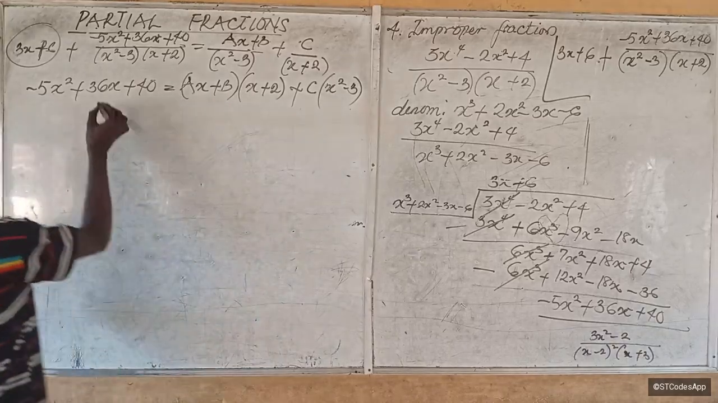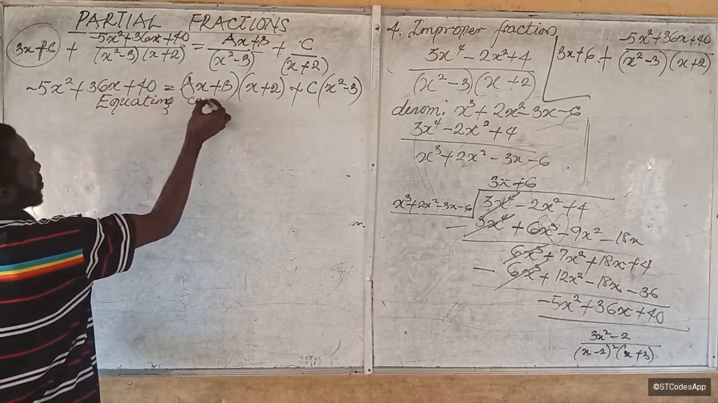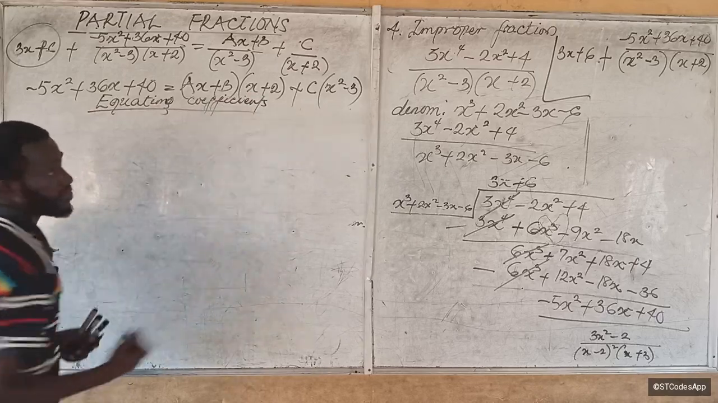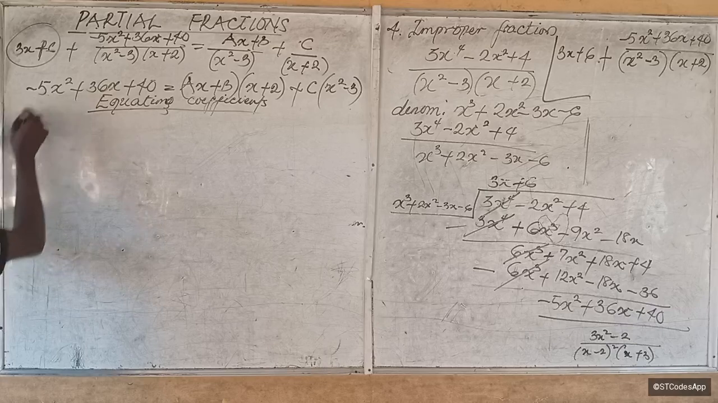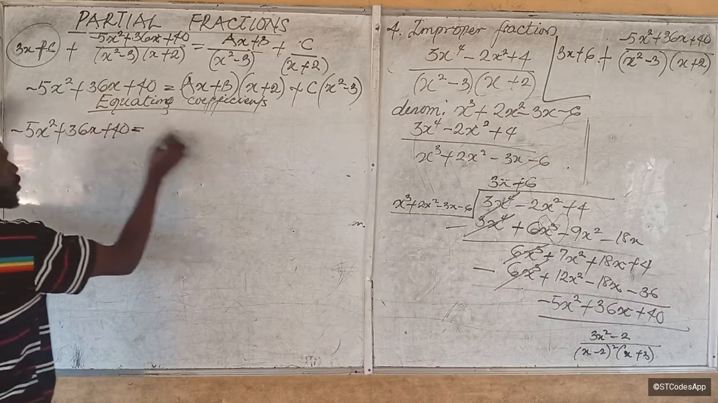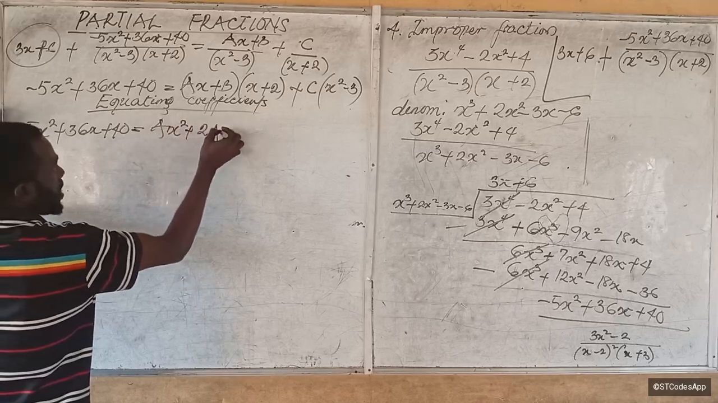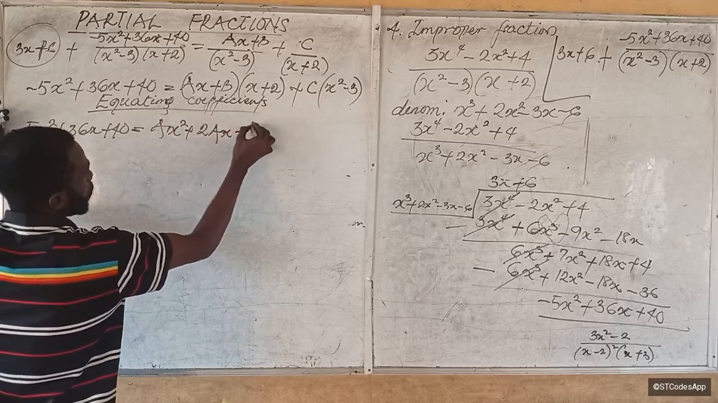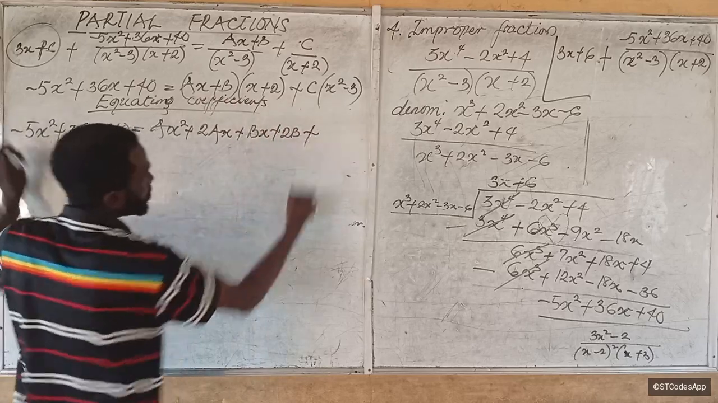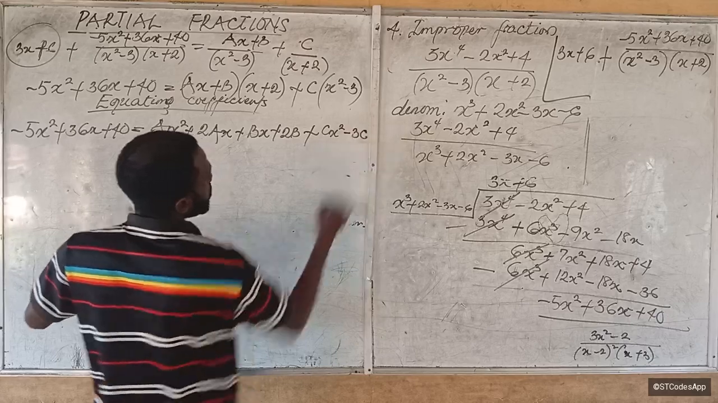Look at what I want to do. I want to use equating coefficients, or comparing coefficients. Okay? So what I want to do is this. I will express this, which is minus 5x squared plus 36x plus 40 is equal to, multiply this, open the bracket, it gives you ax squared plus 2ax plus bx. You have to be careful, okay? Then plus 2b, then plus, open this bracket, cx squared minus 3c.